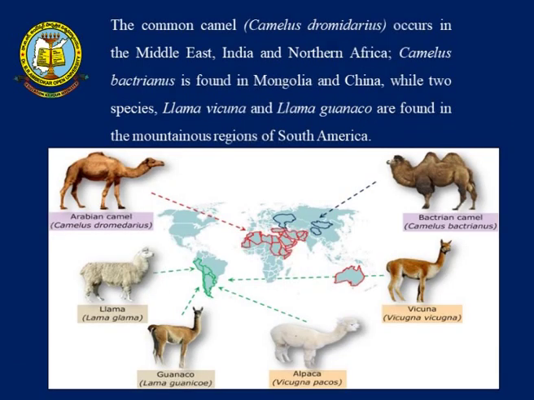The common camel, which occurs in the Middle East, India and Northern Africa, that is Camelus dromedarius. So, this is the picture of Camelus dromedarius, whereas Camelus bactrianus is found in Mongolia and China, while two species, Lama vicugna and Lama guanicoe, are found in the mountain regions of South America. So, these are the discontinuous distributions of the camel.